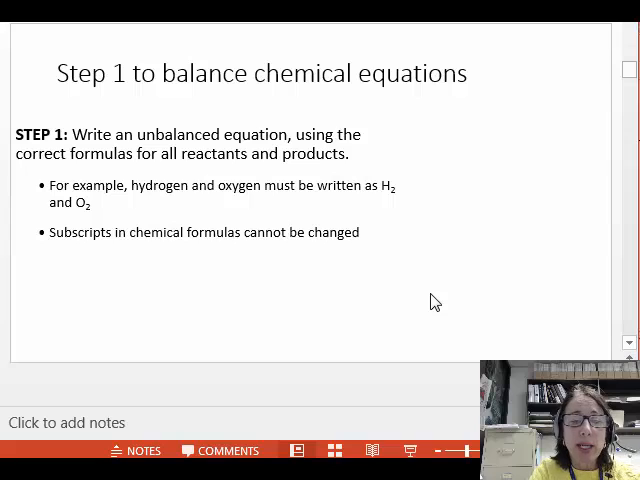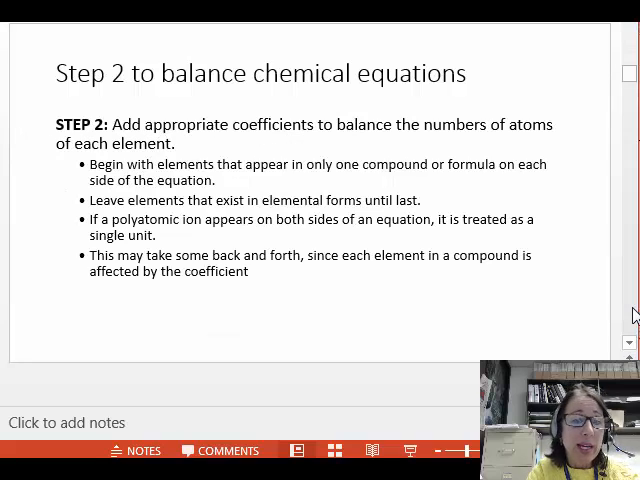To be able to balance a chemical equation, the chemical formulas must be correct and reactants and products must be on the correct side of the arrow. Step 2 is adjusting the coefficients to balance the number of atoms on each side.